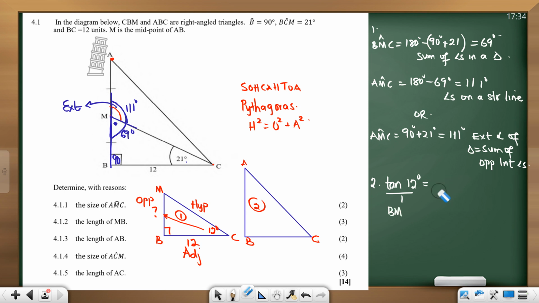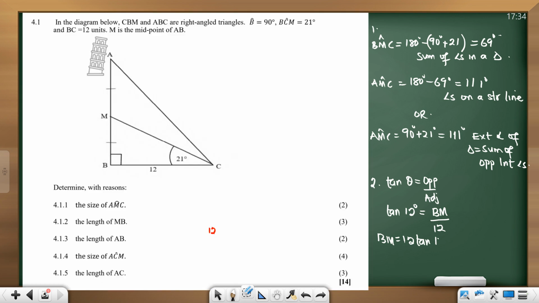Okay, let's write the formula first. Let's write tan theta. It's important. Tan theta is opposite over adjacent. So tan 21 degrees was my opposite, BM, and the adjacent is BC. Oh, I know that, right? Which is 12. So what is BM? Cross multiply. Why am I saying 12? It's 21. I wrote that. Oops.